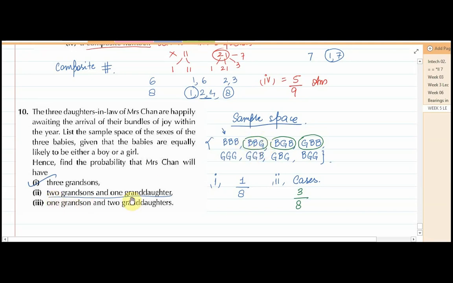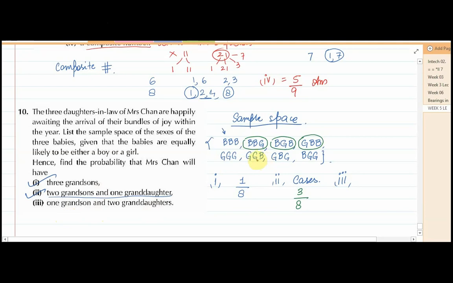But in this case there is no talk about the sequence, right? So just 2 boys and 1 girl, maybe of any order. Okay, last part. 1 grandson and 2 granddaughters. Again, no sequence, 1 grandson and 2 granddaughters. I am going to solve this with the red pen. Now 1 grandson and 2 granddaughters.